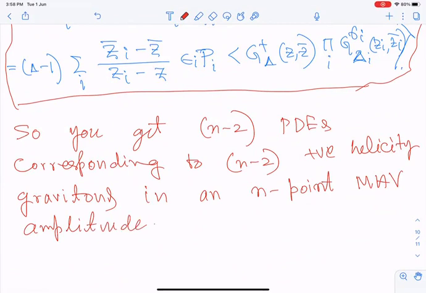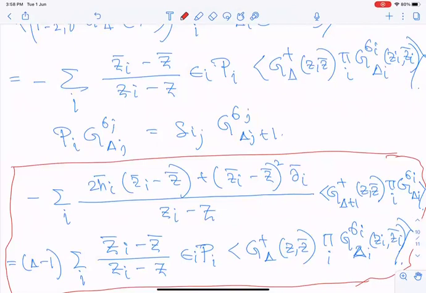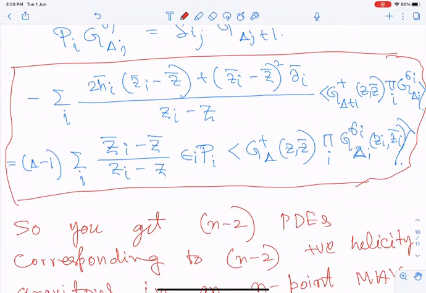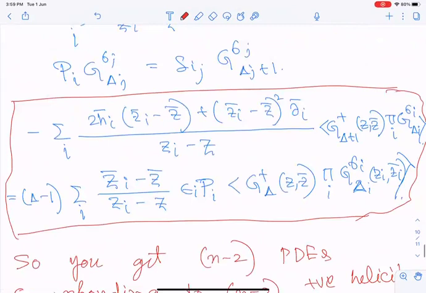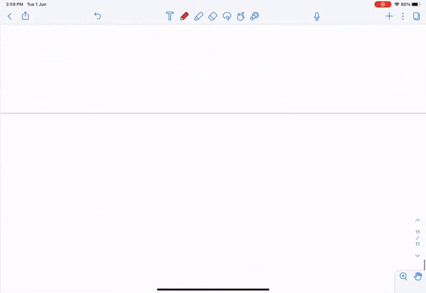Okay. So basically, if you have n of them, you have n minus two positive velocity gravitons, and you can apply this equation to each one of them. So you basically get n minus two equations. And you can do this in the same way for the second null state.